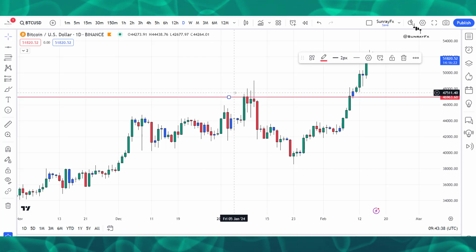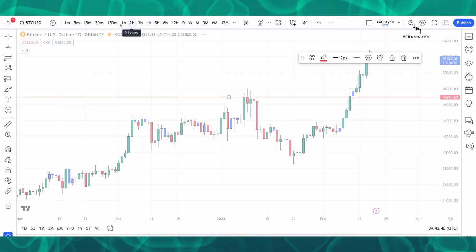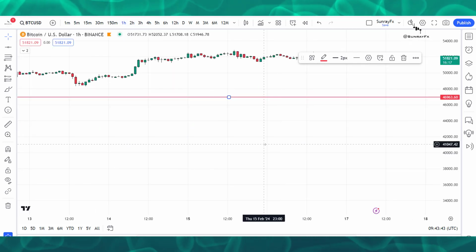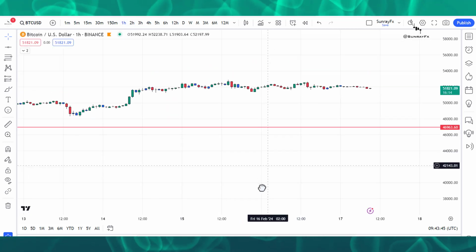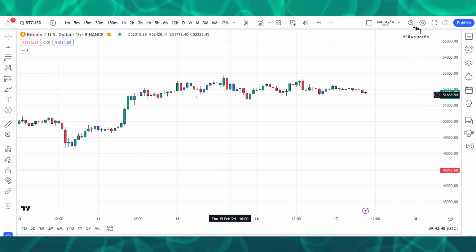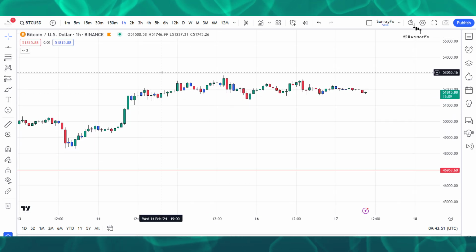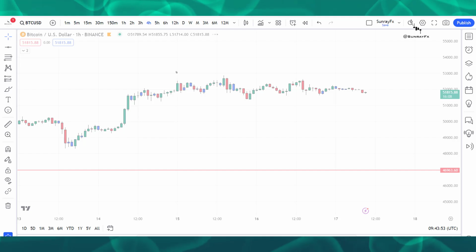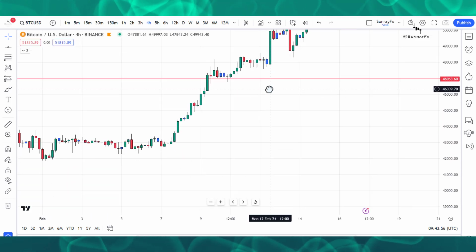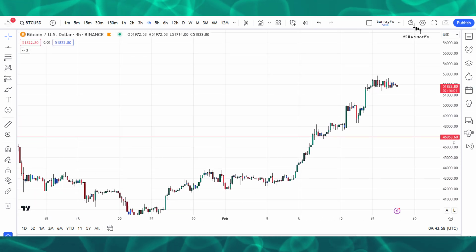If you are trading on the 4 hour time frame, you go to the higher one. If you are trading on the 1 hour time frame, all you need to do is to go to the 4 hour time frame, and then you identify the key zones on your chart.